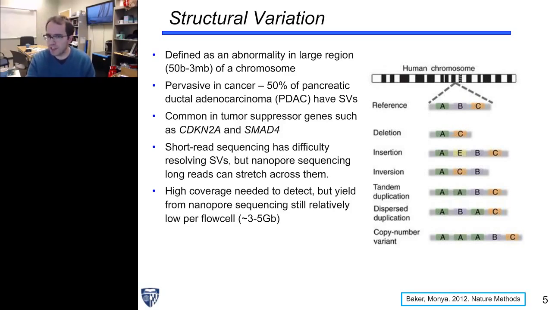It turns out that 50% of pancreatic ductal adenocarcinomas, or pancreas cancer, the most common type of pancreas cancers, have structural variations. They're common in tumor suppressor genes, in genes which normally keep cancer from progressing, like CDKN2A, P16, and SMAD4. So what this means is that when you get variations, you get chunks of these genes getting deleted, or aberrant chunks of chromosomes getting inserted into these genes, or duplications, or differences in variation, you're going to have problems because those genes aren't going to operate in a normal fashion, and that's partially how cancer can develop.